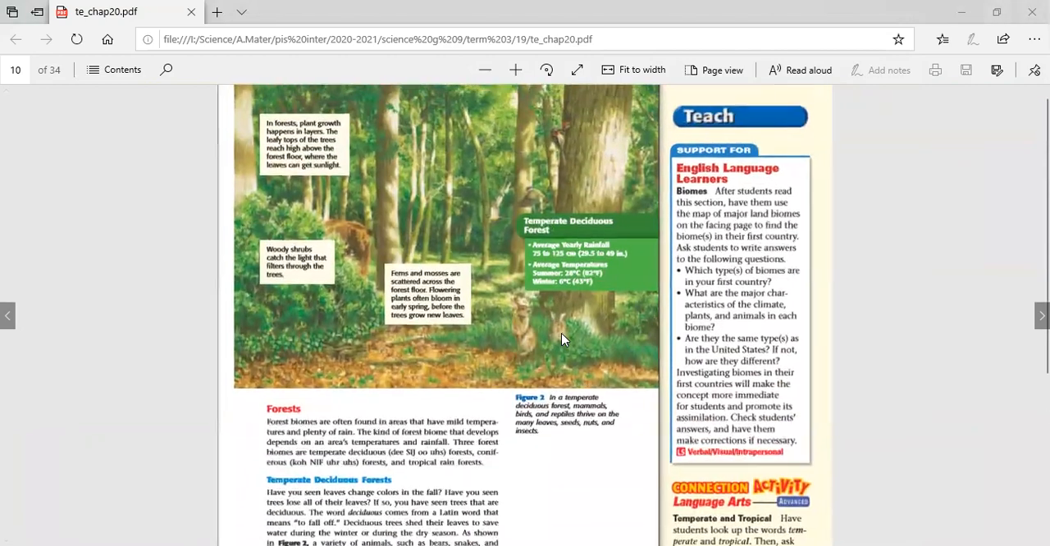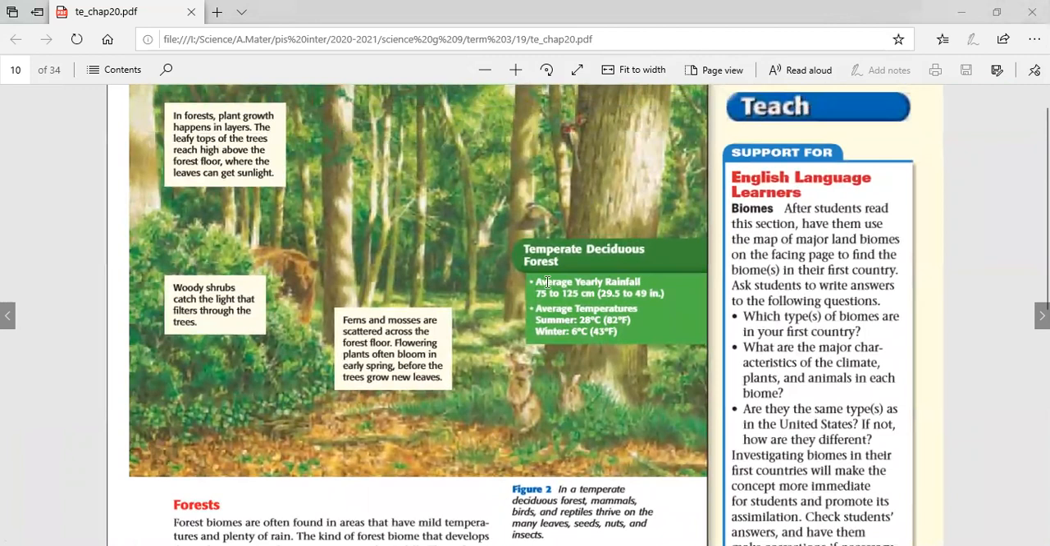The most important thing to know is that the average yearly rainfall, the amount of rain it receives, is 75 to 125 centimeters. That means the height the rain would reach if it accumulated over the ground could reach 125 centimeters as a maximum. Of course, that's per year. So yearly, it receives from 75 to 125 centimeters of water. That represents a good amount of precipitation.